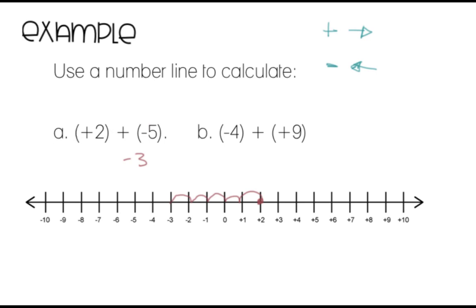Let's do the second one. So starting at negative 4. And we're going to add 9 this time. So it says adding positive 9, which means we're moving in the positive direction, so to the right on our number line. So 1, 2, 3, 4, 5, 6, 7, 8, 9. So our answer is positive 5.